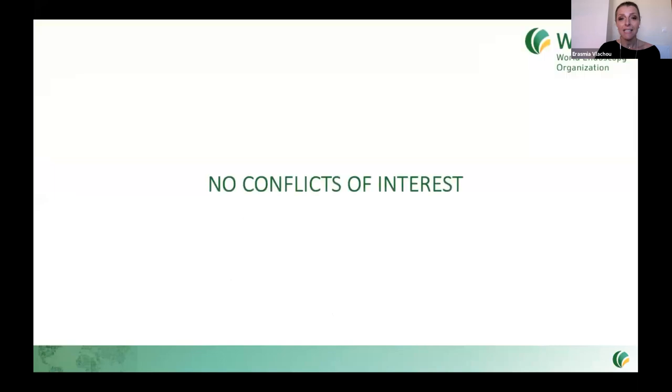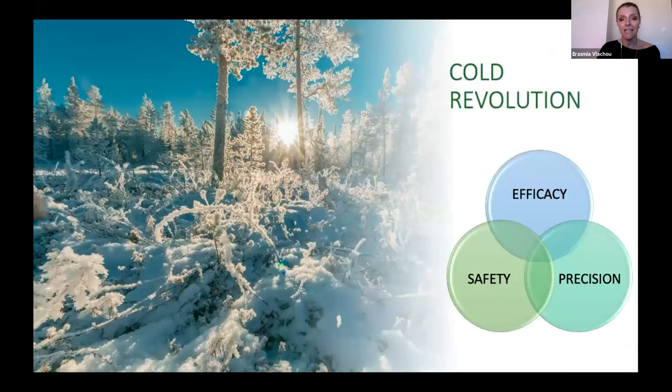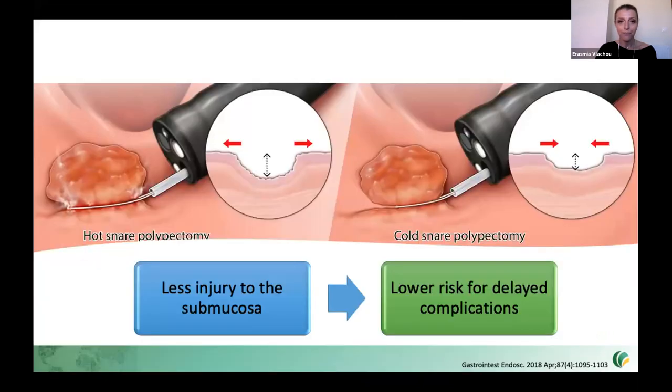With no further ado, I will proceed with a presentation which is about cold snaring, a technique that since it was introduced in the 90s has been widely adopted in every endoscopy unit in what has been called the cold revolution. And this not without reason, since cold snare polypectomy has proved to be not only a safe, but also an efficacious and a precise resection technique.